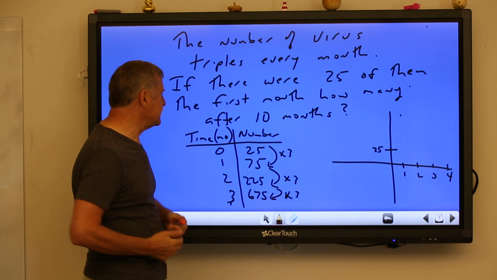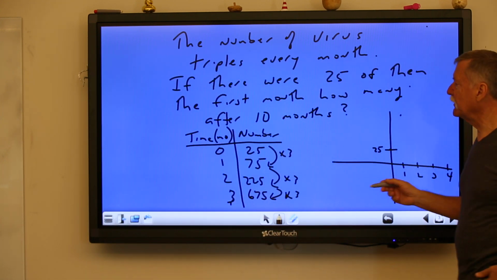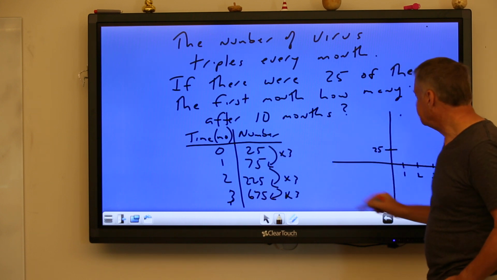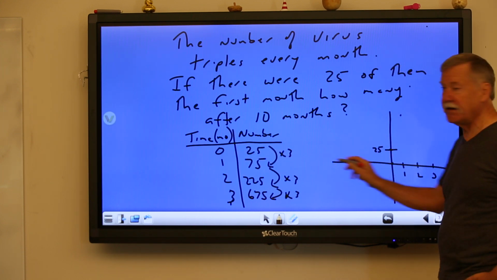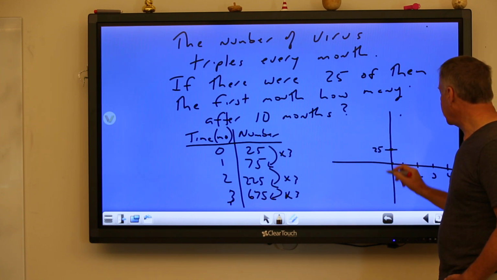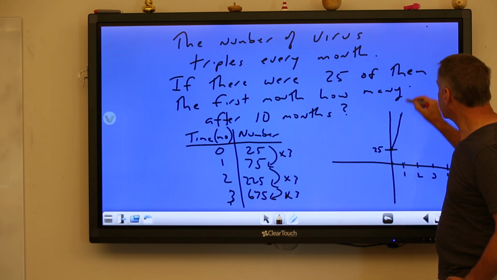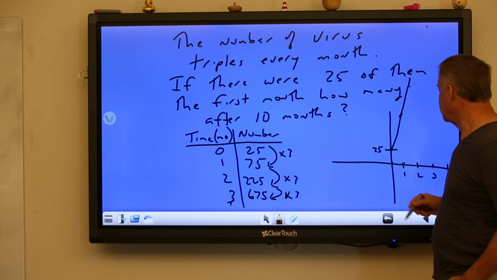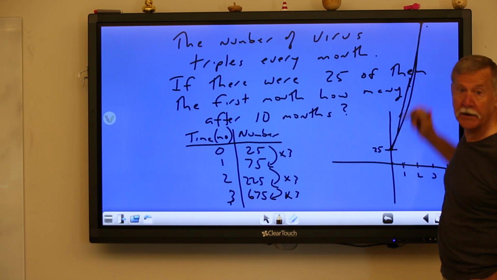Another way to look at that is, you know, if we start off at time zero, if we're going to graph this, and we see zero as far as right here, and time on the x-axis, just like in physics, all right, we start here and we have zero is at 25. After 1 month, now we're up to 75. After 2 months, we're up to 225. After 3 months, we're like off the charts here. And we're going up real quick.